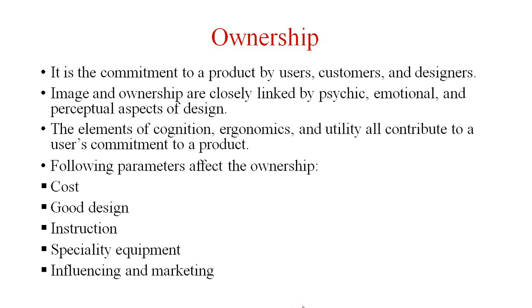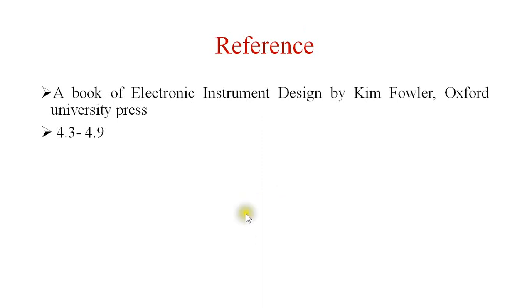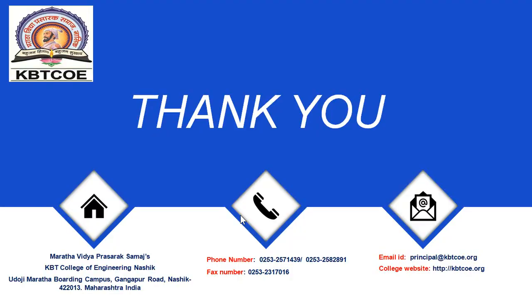Then influencing and marketing. Sales and service influence the ownership. Generally, truthful marketing will build a faithful following of customers. So these are related to ownership for the successful design of your product. These five parameters we have to consider for any successful design of the product. Now you can refer to the book Electronic Instrument Design by Kim Fowler from Oxford University Press. These topics are covered in 4.3 to 4.9. Thank you.